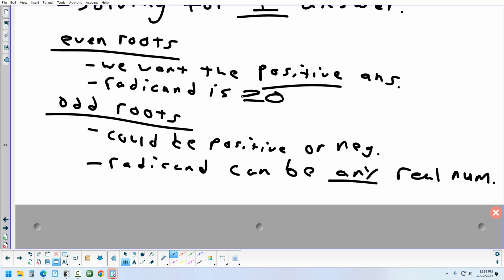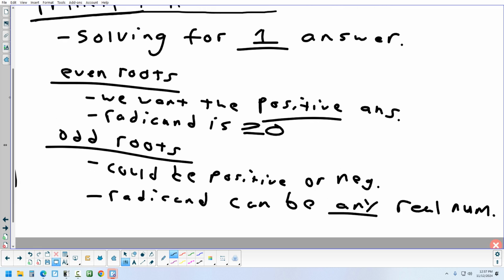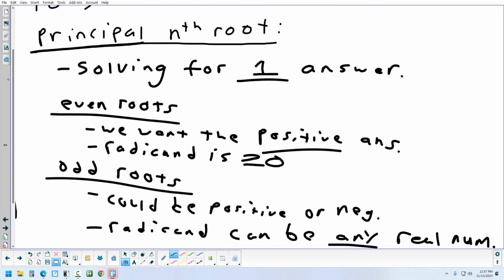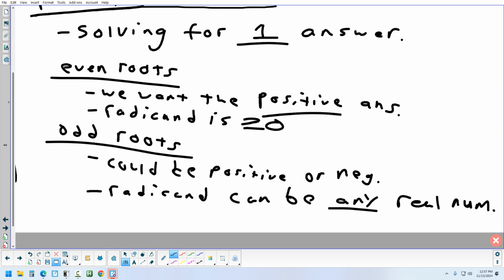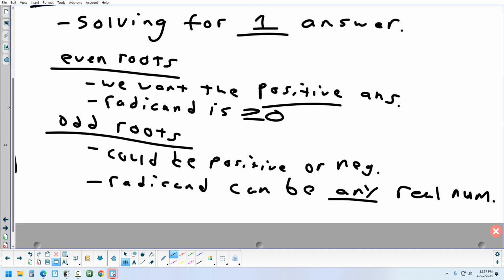Zero is okay. I don't know why some people think you can't use 0. You can use 0, that's fine. You can't divide by 0, but you can take the square root of 0. You get 0. Wait, that's only for even roots? Yeah, it's only for even roots.